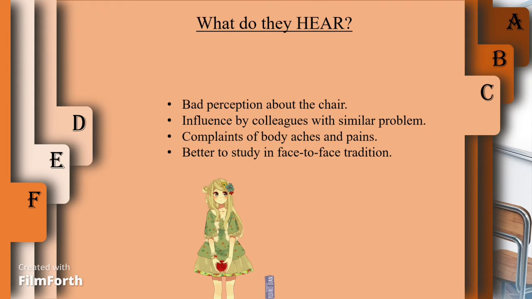Now let's take a look. What do they hear? The user hears what others say. Bad perception about the chair. Influenced by cliques with a similar problem. The users are influenced by co-workers who are dealing with similar issues.